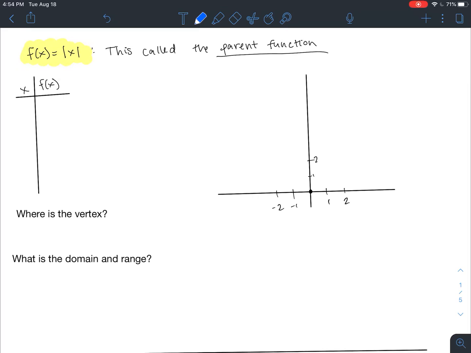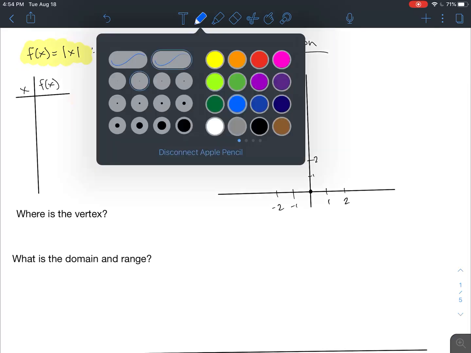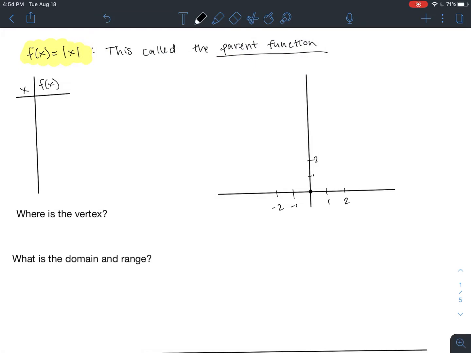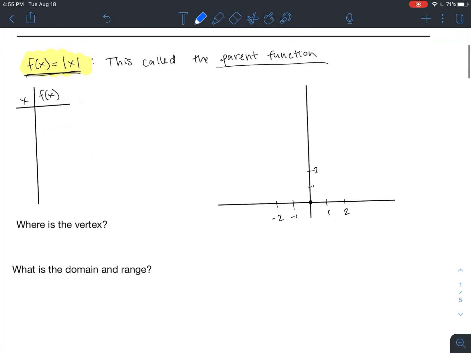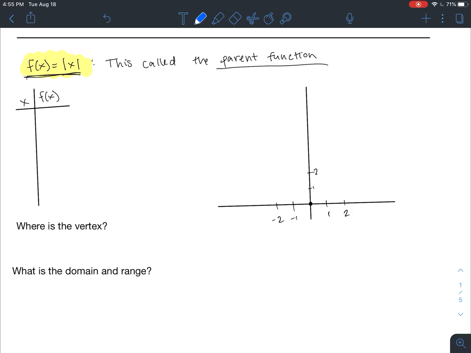So let's go ahead and draw in the parent function of our absolute value function. I already have here what the parent function looks like. f of x is equal to the absolute value of x. Don't get that confused with the linear parent function, which was f of x is equal to x. Again, we have the absolute value signs, which means we're talking about absolute value. Alright, so in order to graph this out, let's make a set of inputs and outputs.